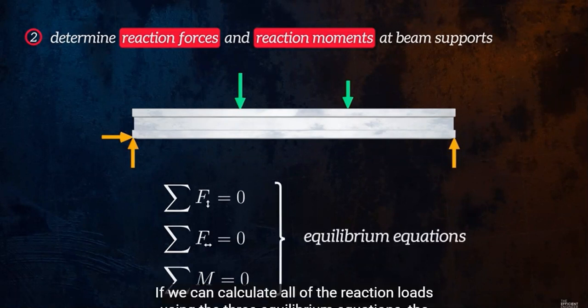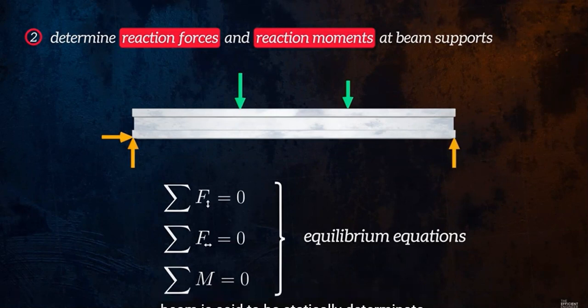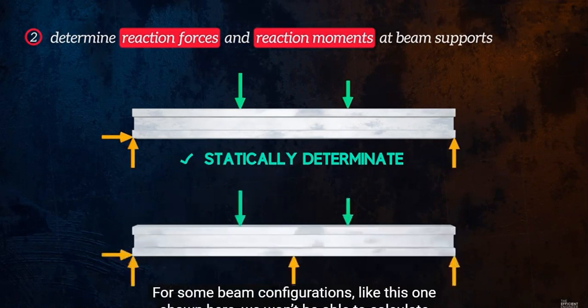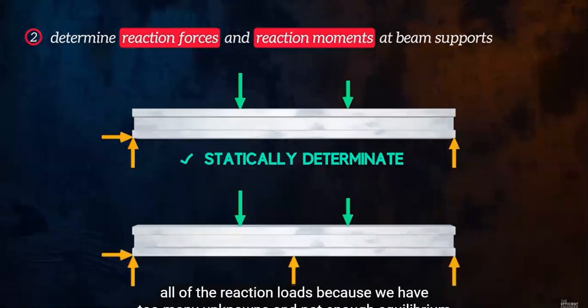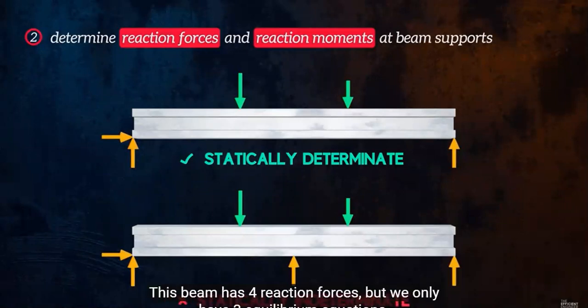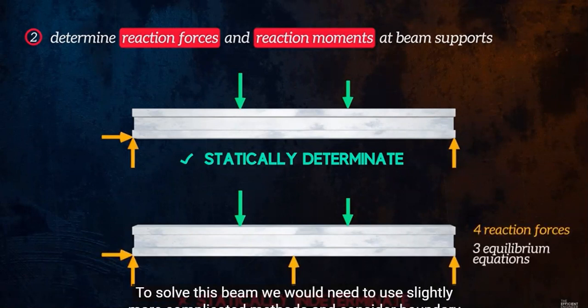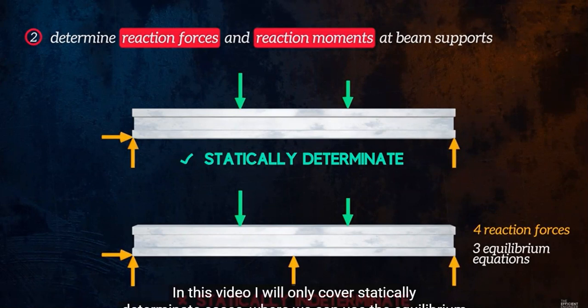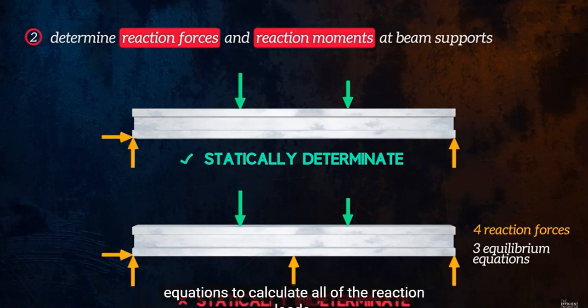If we can calculate all of the reaction loads using the three equilibrium equations, the beam is said to be statically determinate. For some beam configurations, like this one shown here, we won't be able to calculate all of the reaction loads because we have too many unknowns and not enough equilibrium equations. In this case, the beam is said to be statically indeterminate. This beam has 4 reaction forces, but we only have 3 equilibrium equations. To solve this beam, we would need to use slightly more complicated methods and consider boundary conditions. In this video, I will only cover statically determinate cases, where we can use the equilibrium equations to calculate all of the reaction loads.